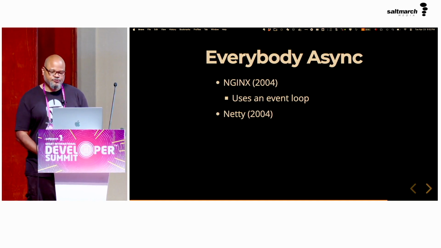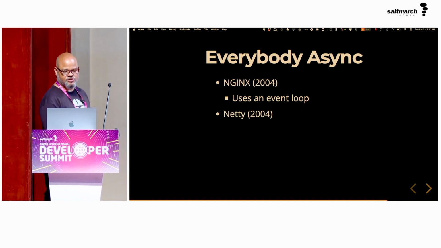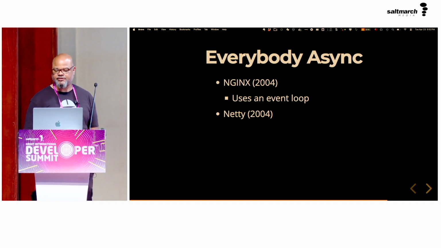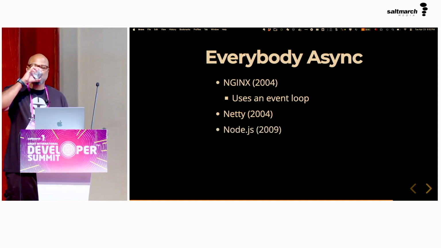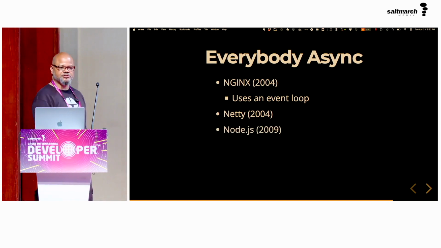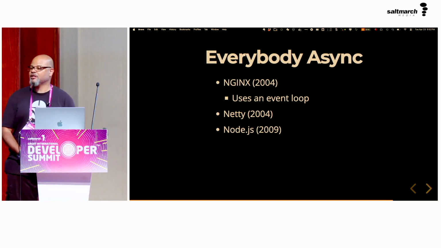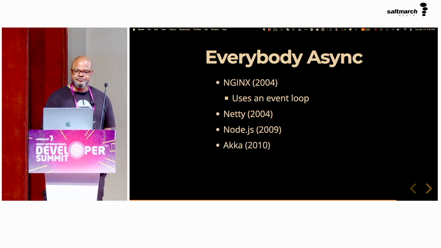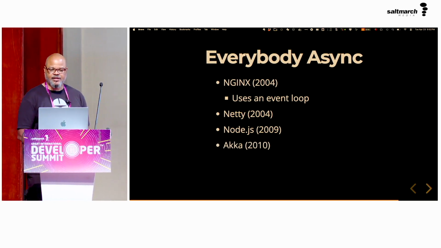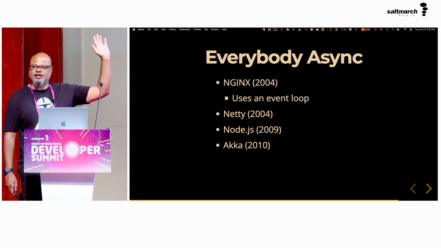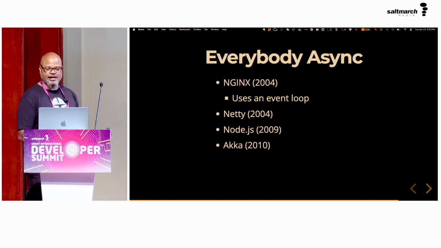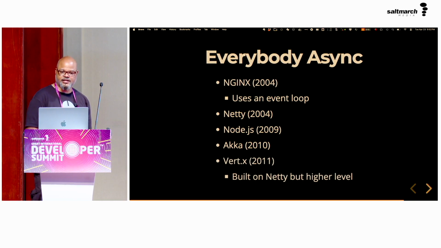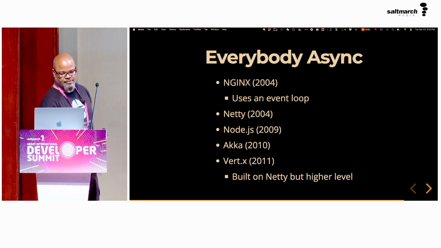And around 2004, Netty came out as well. Same sort of idea, but from a Java perspective. Node didn't do this until 2009. This is another benefit of Node. That's part of why people like it, because it's performant, because it uses the event loop approach. Then we had Akka. You heard of Akka before? What? There are a few of you. Okay. So Akka does this as well. 2010. Vert.x is sort of a layer on top of Netty. That came out in 2011.